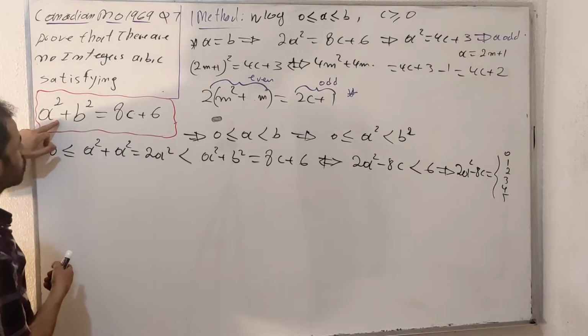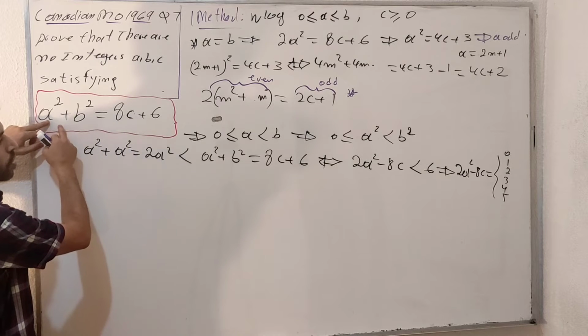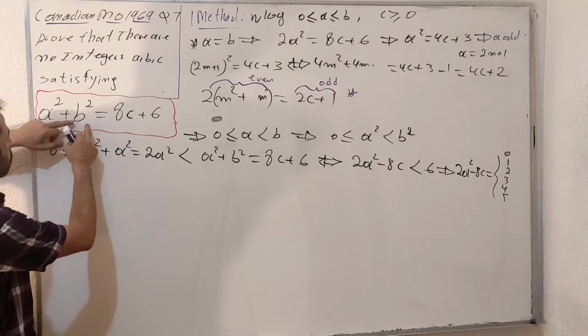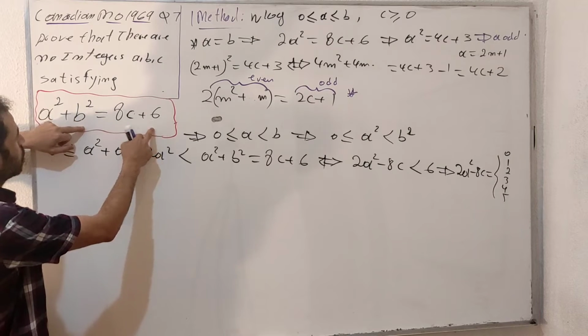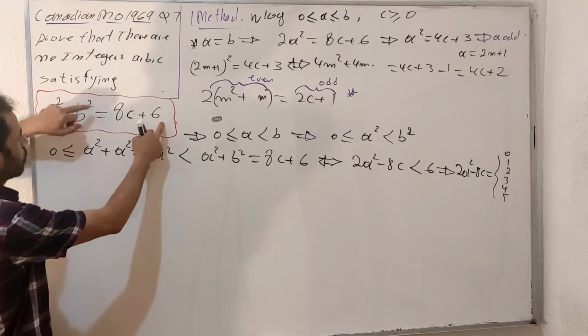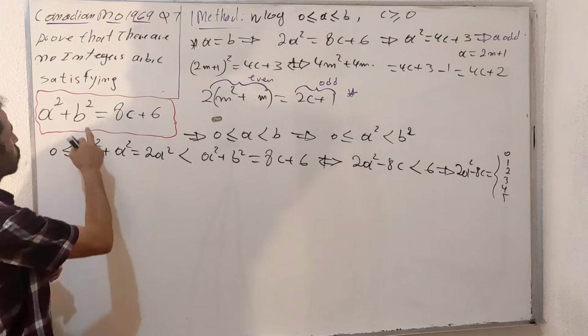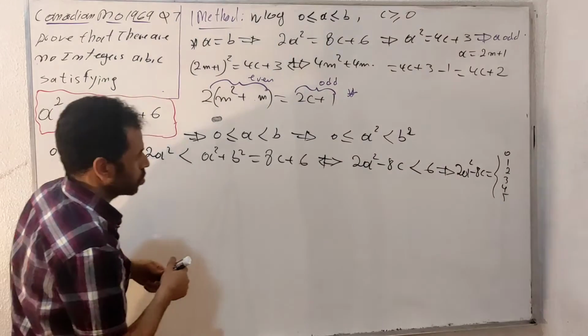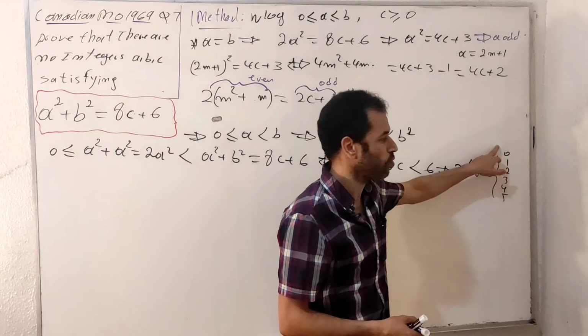If c equals 0 and a equals 0, which means b squared equals 6, which means b squared is a perfect square, which is impossible, okay? Because we have b squared equals 6. So number 0 is going to roll out of this possibility.